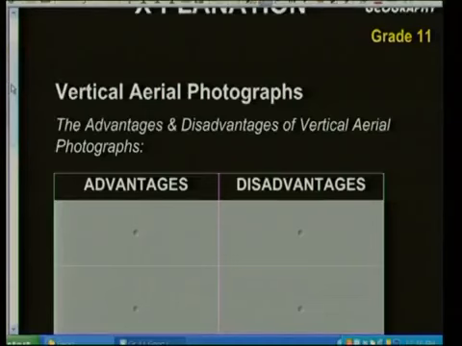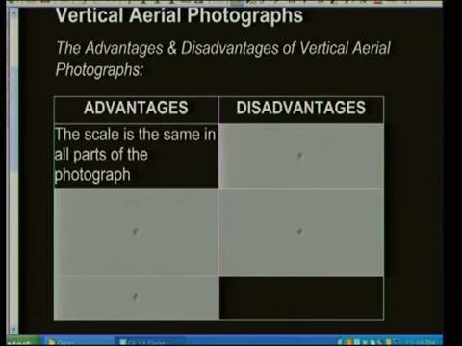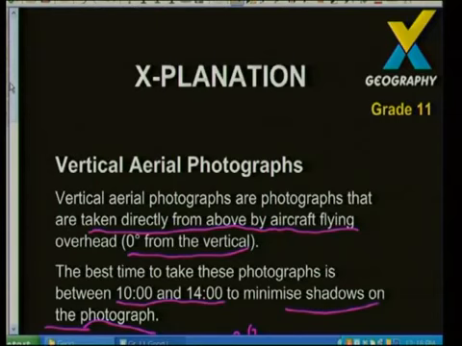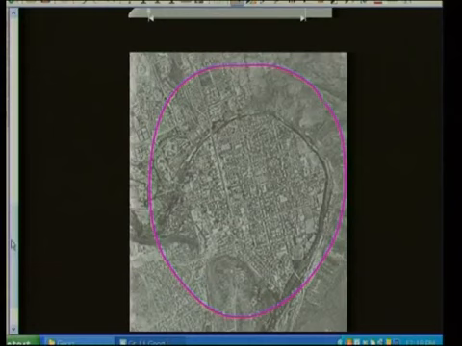Let's look at the advantages and disadvantages of an aerial photograph. Firstly, let's look at some of the advantages of vertical aerial photographs. One of them, the scale is the same in all parts of the photograph. Let me look at it here. If you look at this diagram, you'll notice if it's taken directly from above, all the areas will have more or less the same scale.